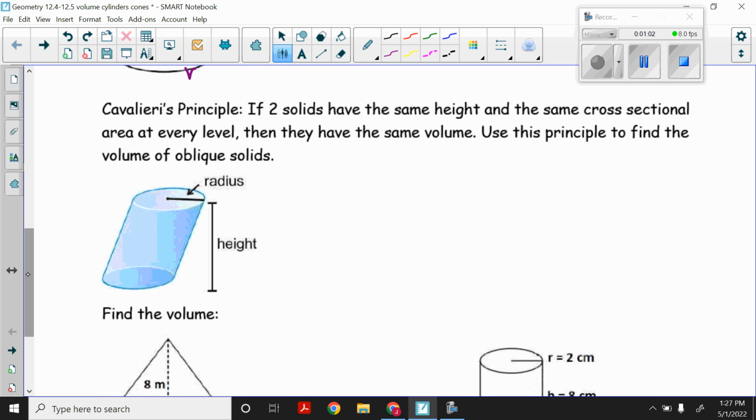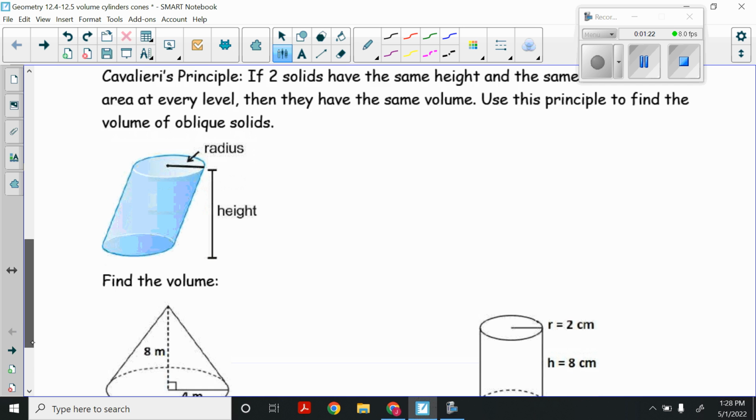And so then we have what's called Cavalieri's principle. It states that if 2 solids have the same height and the same cross-sectional area at every level, then they have the same volume. We can use this principle to find the volume of oblique solids. So it's just telling me that oblique solids will have the same volume formula as right solids. So let's look at some examples, finding the volume.